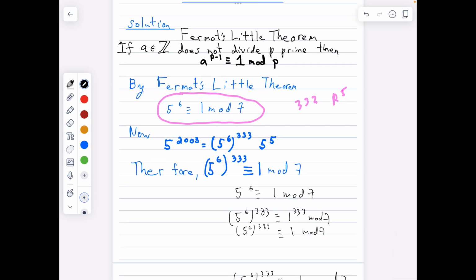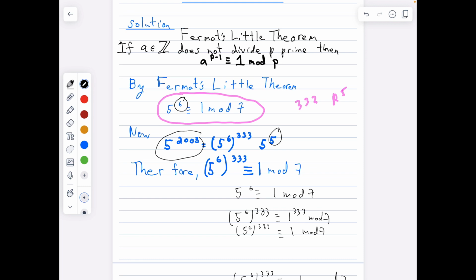And then what we did was as follows: we rewrote 5 to the 2003 as a product of two powers. One is a power of 5 to the 6, and then you have some power of 5 to some remainder. That was the 5 here. But the important thing is that you rewrite your power here, the 2003, in terms of the p minus 1 for Fermat's little theorem. So we did that. We said 2003 divided by 6 is 333 with a remainder of 5.